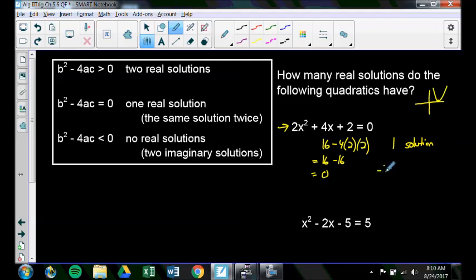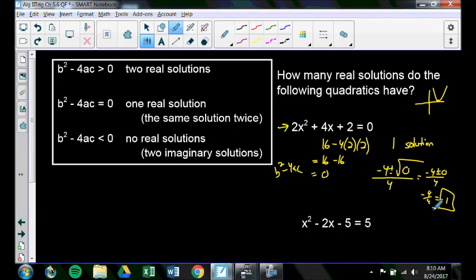So now we find the solution. I'll do negative b plus or minus the square root of b squared minus 4ac, which I just calculated. b squared minus 4ac was 0, all over 2a, which is going to be 4. So this is negative 4 plus or minus 0 over 4, which is negative 4 over 4, which is negative 1. That's the only solution. Negative 1.